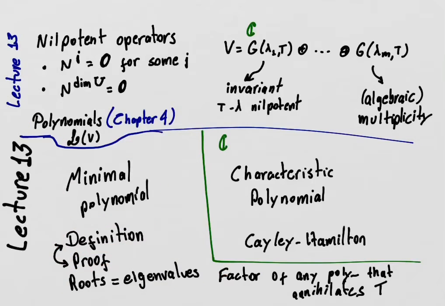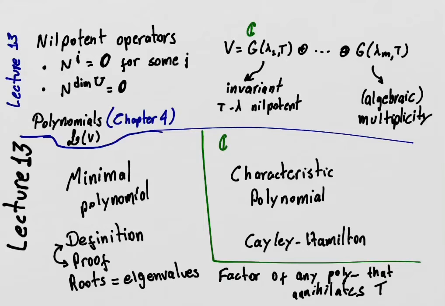And last but not least, we also saw that the minimal polynomial is a factor of any other polynomial that annihilates T. Meaning, if there is any other polynomial that, applied to T, gives the zero operator, then that polynomial must be a multiple of the minimal polynomial, in the sense that it is the minimal polynomial times another polynomial.